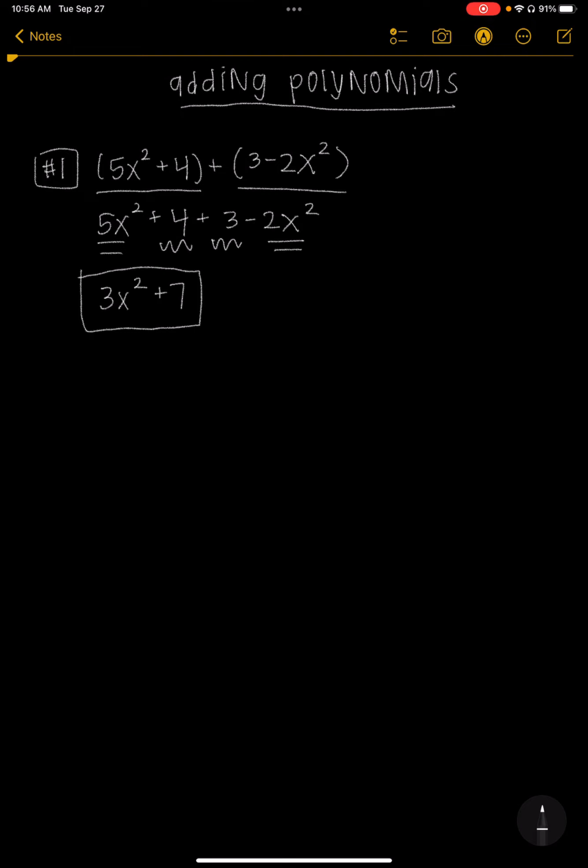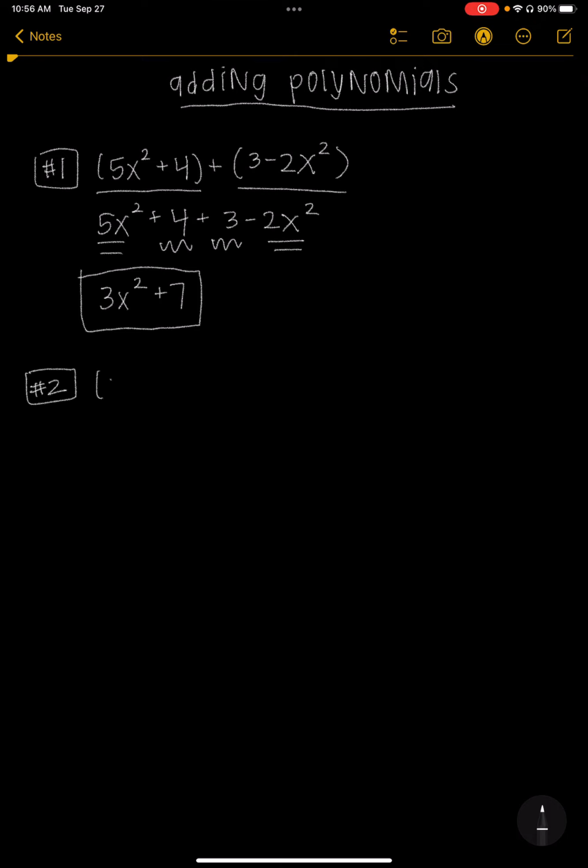The other thing that I want to talk to you about is in your self-check, it asks you to write your answer in what's called standard form. Standard form says that the highest exponent comes first and the lowest exponent comes last. So as you can see, we put the x squared first and then the thing without the x squared last in our answer. In some more examples, we're going to have multiple terms, and so you just want to make sure they're in order from the greatest exponent to the least exponent. All right, let's go through another example.